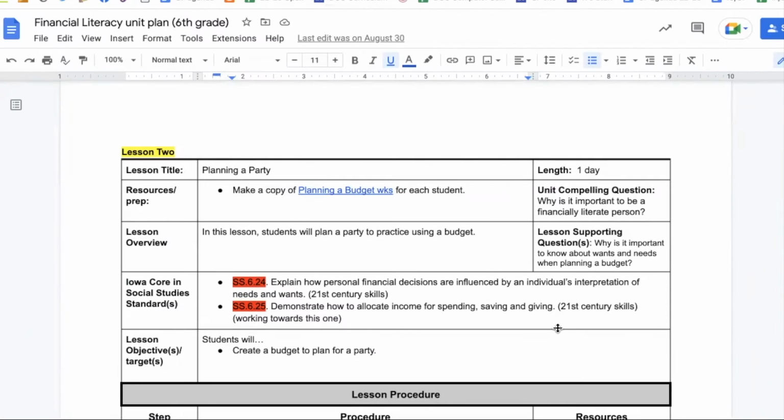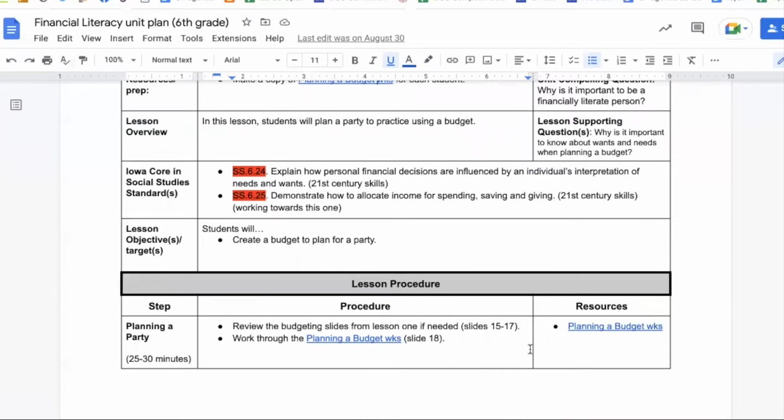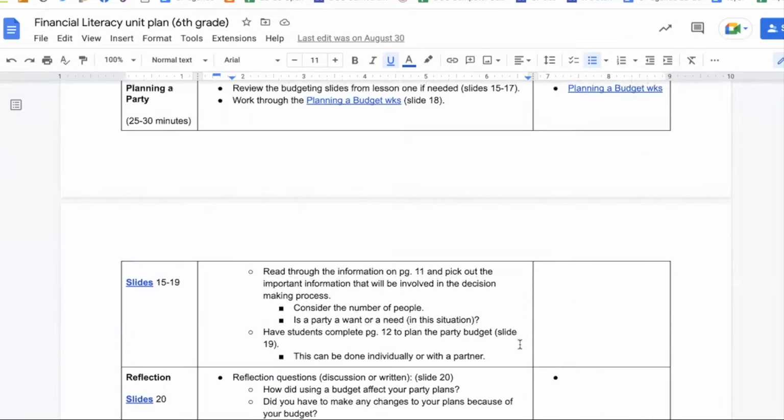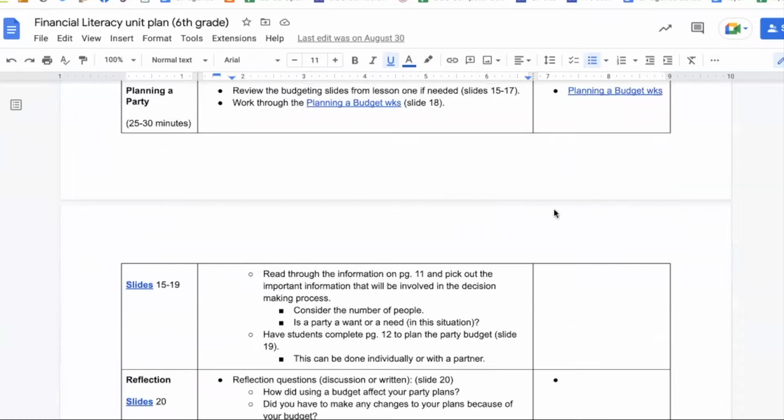Lesson 2 is called Planning a Party and should take a day. Each student is going to need the Planning a Budget worksheet. Basically for this lesson, students are creating a budget to be able to plan for a party. The students will read through the information on one side and pick out the important information needed to make decisions, such as considering the number of people involved and if this party is a want or a need in this particular situation. Then we have students complete the backside, which is page 12, to set up the party budget.